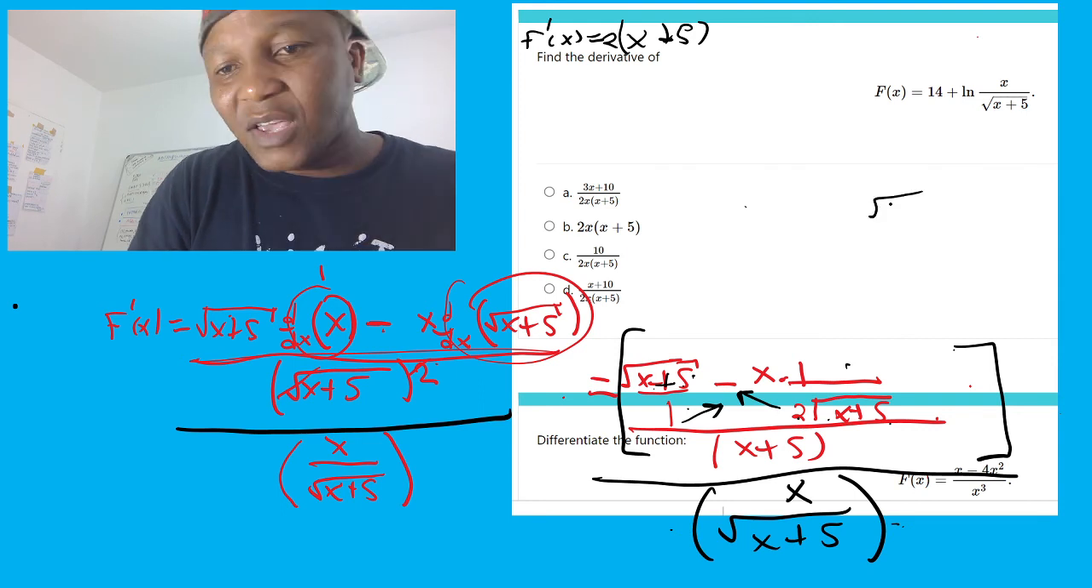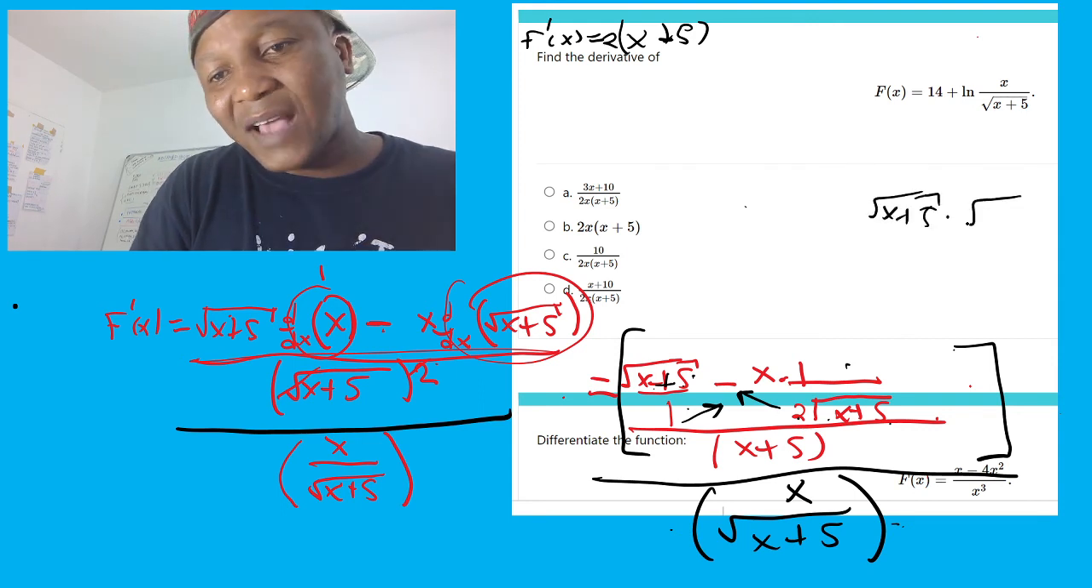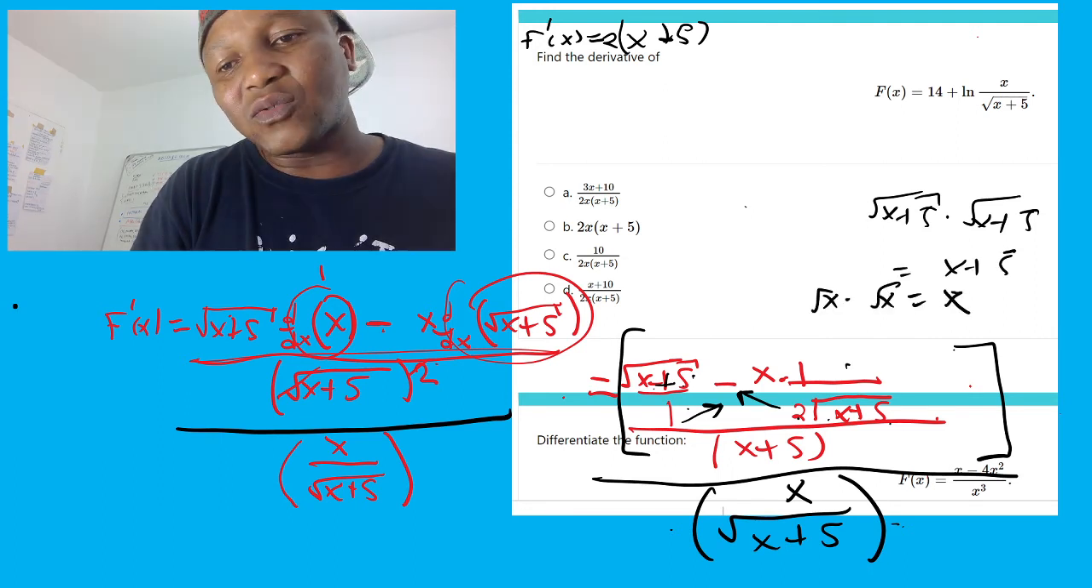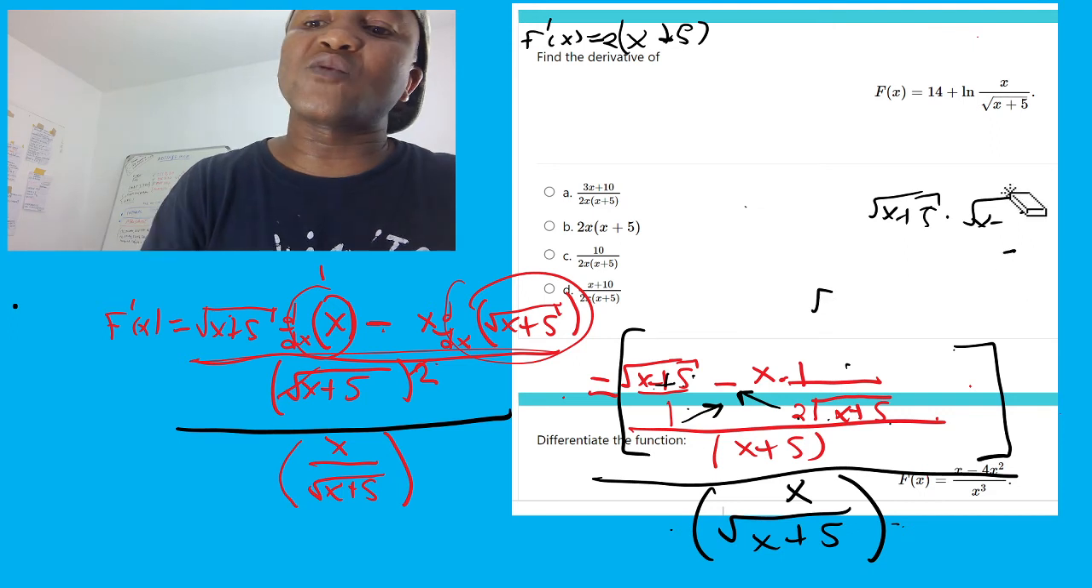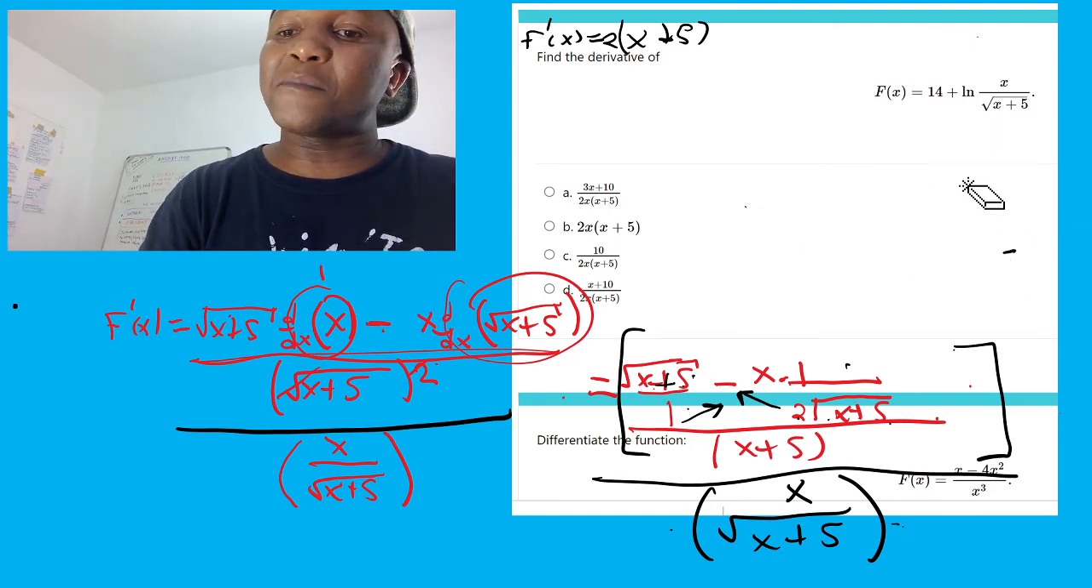Because look, if somebody gives you square root of x plus 5 multiplied by square root of x plus 5, this is equal to x plus 5 mathematically. It's like saying square root of x times square root of x, you remove the square root. Only if it's the same square root, okay? If it's not the same, that's going to be different cases.